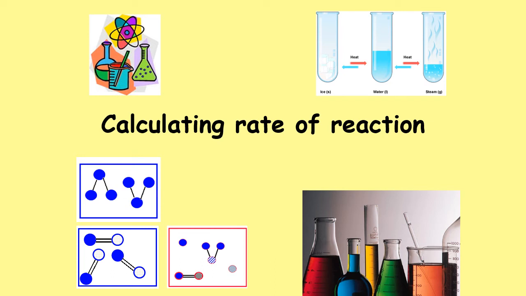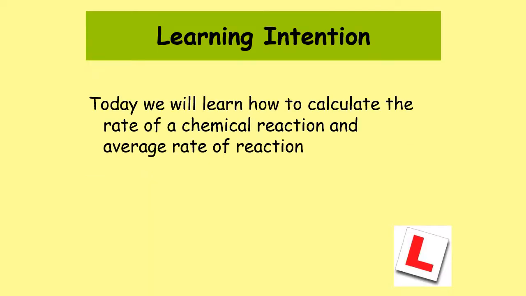So this is a National 4, National 5 lesson. It's Unit 1 and we're looking at rates of reaction. And today the focus of our lesson will be on calculating the rate of reaction, so looking for a numerical answer. So we'll learn how to calculate the rate of a chemical reaction and the average rate of reaction.